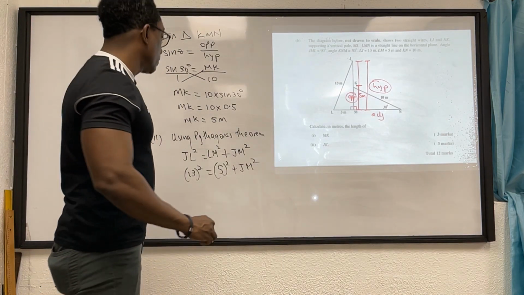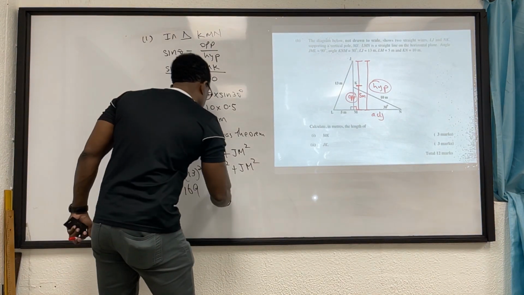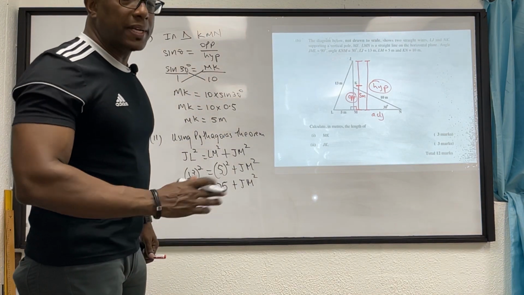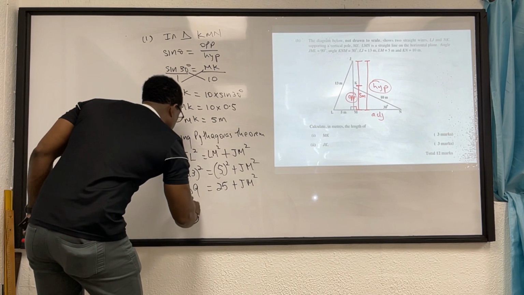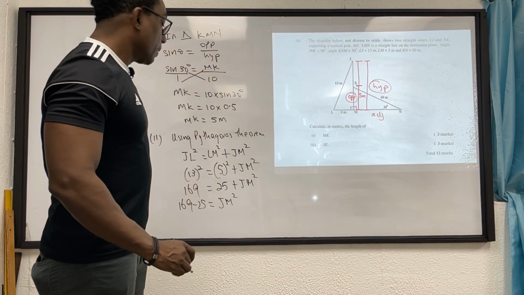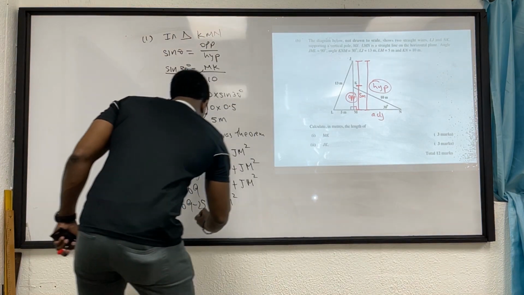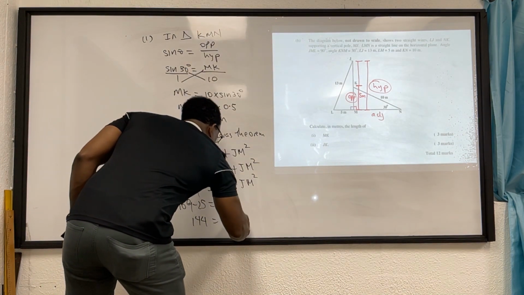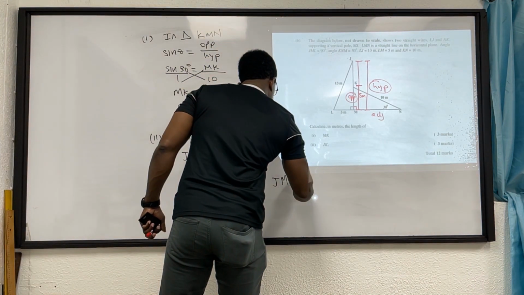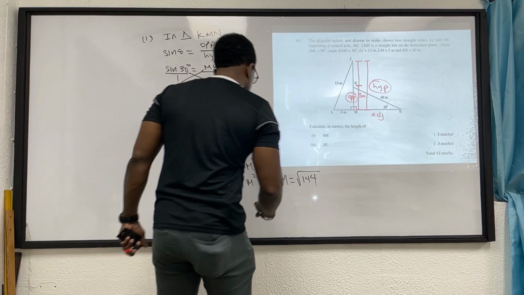13 squared, of course, will be 169. 5 squared will give us 25, plus JM squared. We're going to subtract 25 from both sides, so it's going to be 169 minus 25 is equal to JM squared. We subtract 25 from 169 to give us 144, which is equal to JM squared, and therefore JM will be the square root of 144. JM is equal to 12 meters.